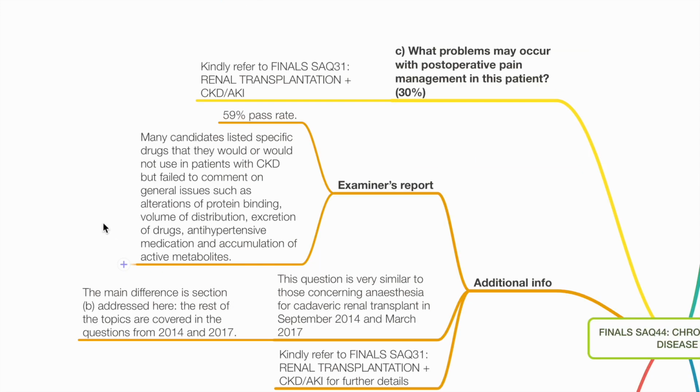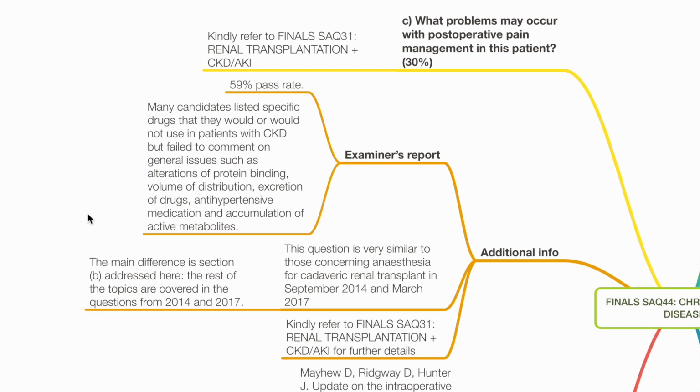C. What problems may occur with post-op pain management in this patient? Kindly refer to the video Finals SAQ41 Renal Transplantation, CKD and AKI for the answer for this section.